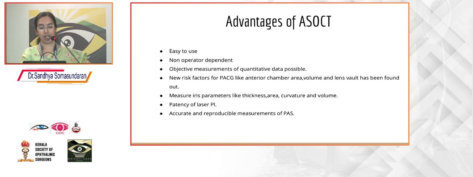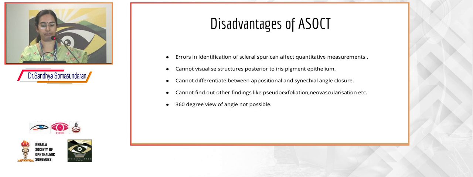New risk factors for angle closure glaucoma like anterior chamber area, volume, and lens vault have been found out by this method. It can also measure iris parameters like iris thickness, area, curvature, and volume. Patency of laser PI can be checked, but that is even possible with a slit lamp. Accurate and reproducible measurements of peripheral anterior synechiae are also possible.